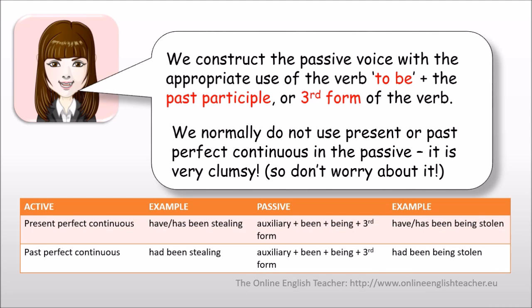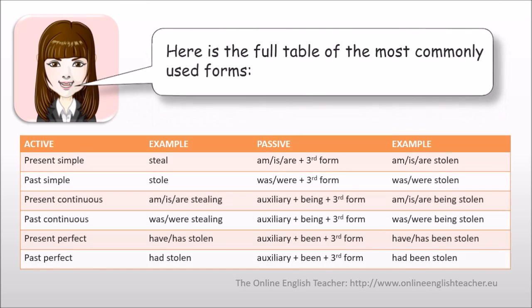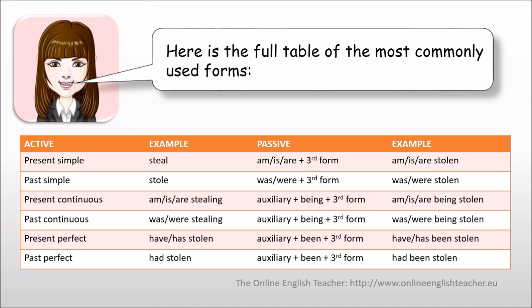We don't normally use the present or past perfect continuous in the passive form, as it sounds very clumsy. For instance, present perfect continuous, which is normally has been stealing, he has been stealing my watch, would then have to be the auxiliary verb plus been plus being and the third form of the verb. So, here is a full table of the most commonly used passive forms: present and past simple, present and past continuous, and present and past perfect. You may want to pause this video to make a note of them for the exercises next.